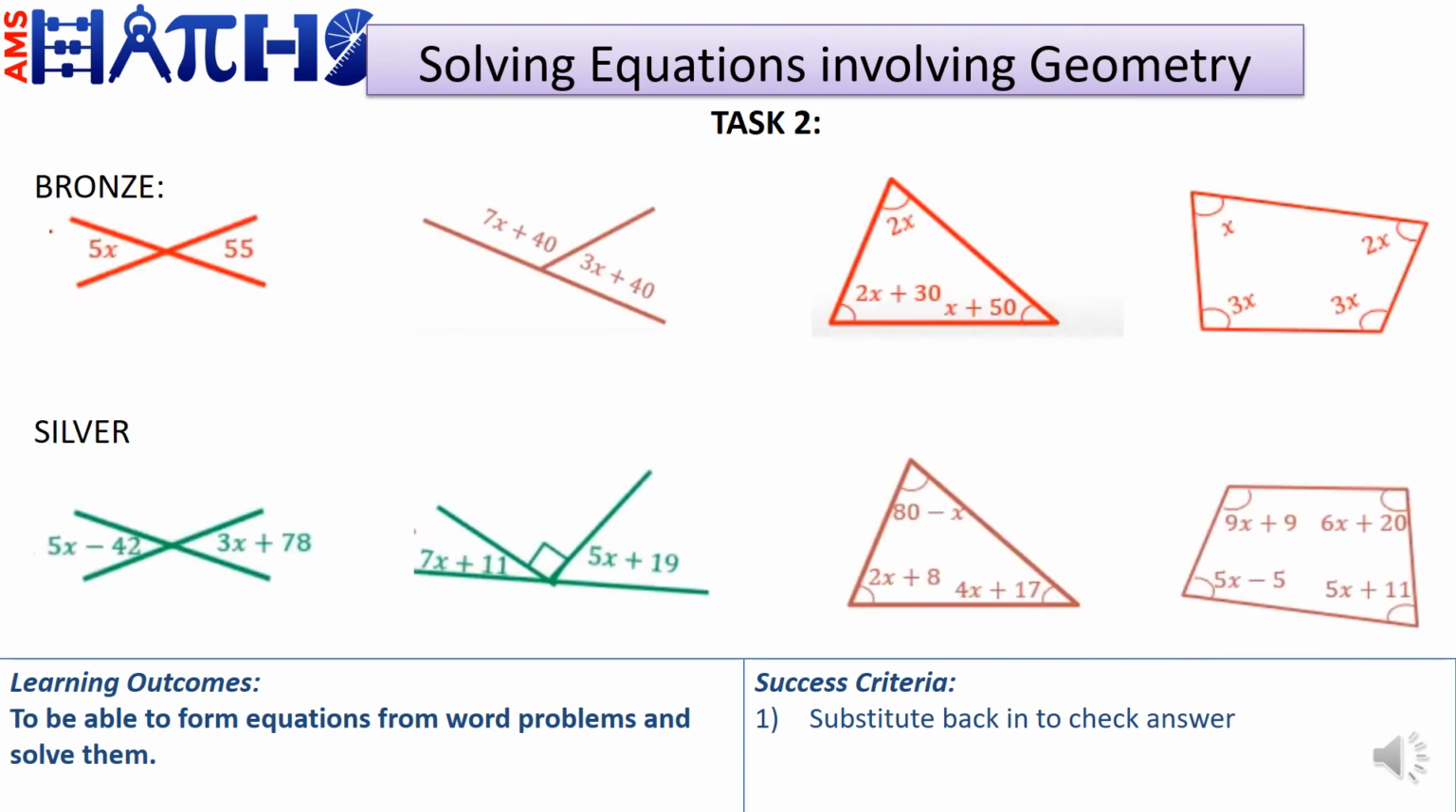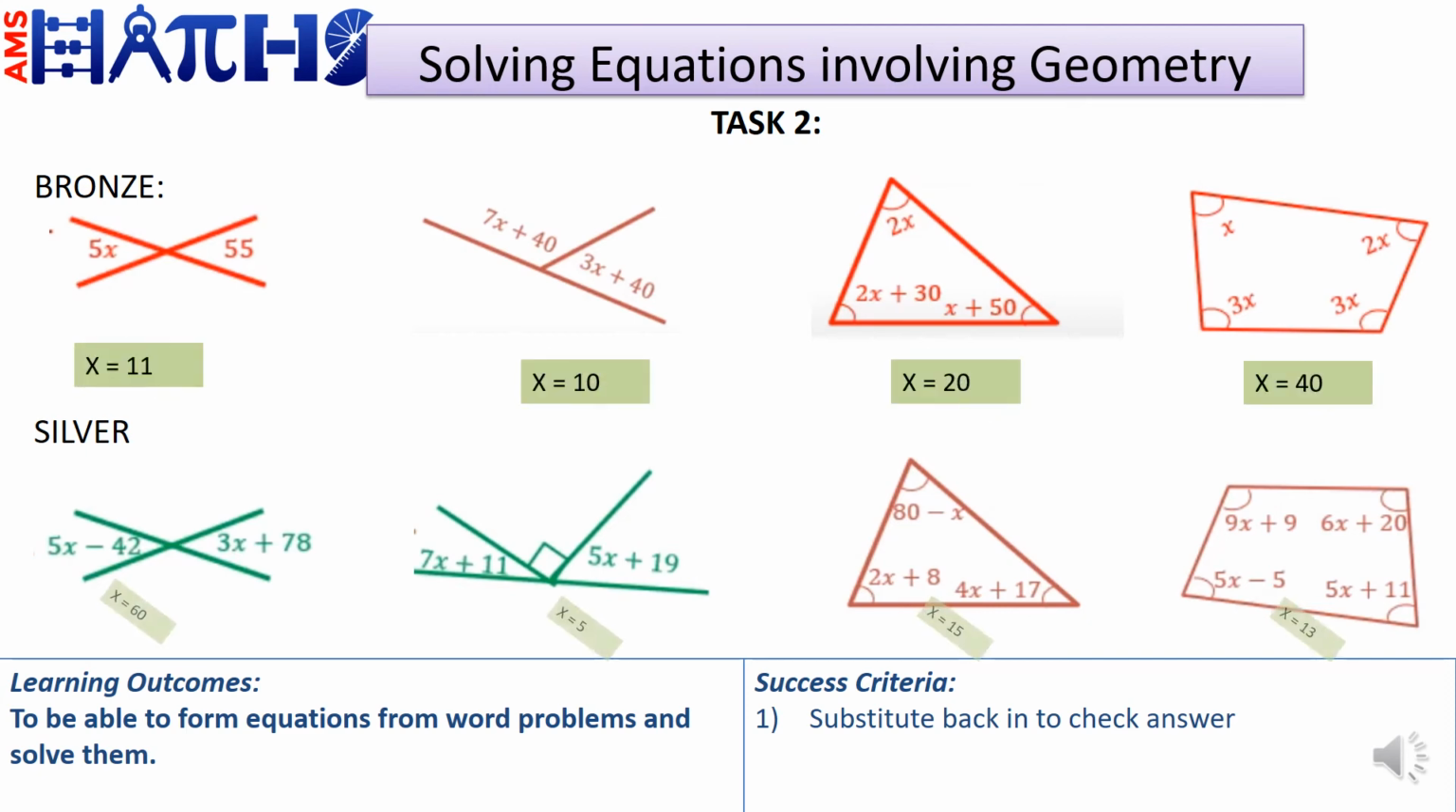Here are some questions to try. The bronze questions are the top row, the silver questions the bottom row. Spend 15 minutes attempting these questions. So pause the video, do the questions, then resume to check your answers. Here are your answers for bronze. Here are your answers for silver. Please mark your work. Remember you should be showing working, and then once you finish marking, resume, and we'll move on to the next part of the lesson.